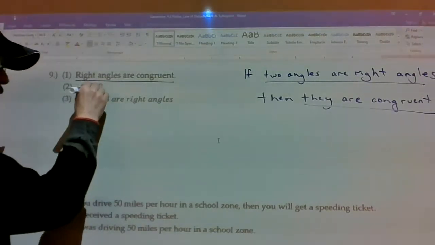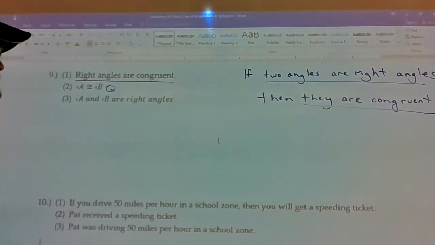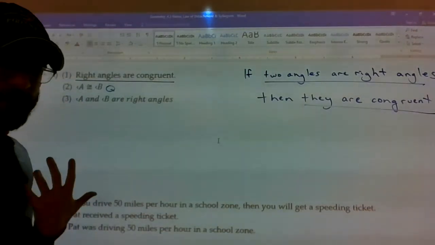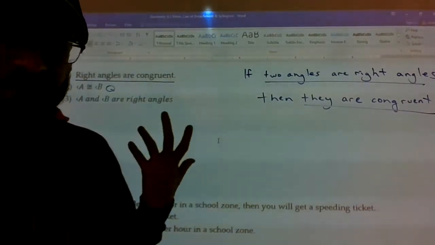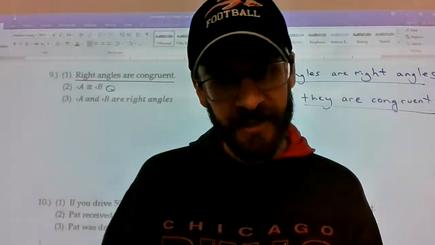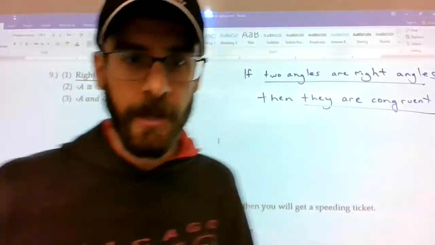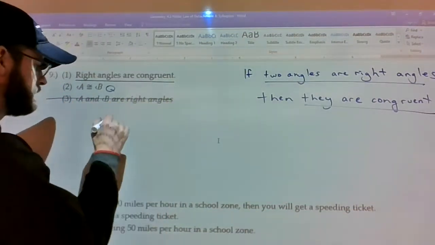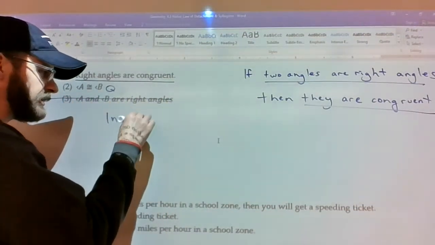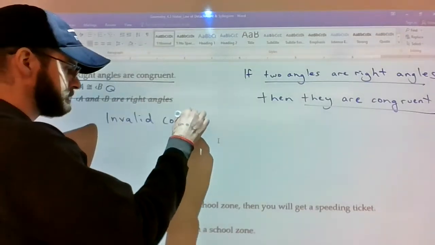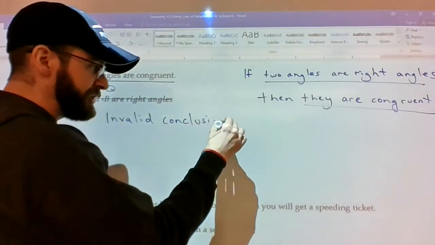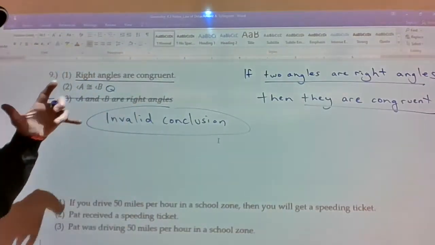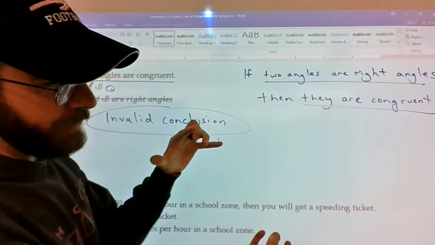No, they gave us the Q part. Look, if A and B are congruent, they don't have to be right angles. What if they're both 89 degrees? What if they're both 70 degrees? What if they're both 22 degrees? This is not a valid conclusion. It's an invalid conclusion. We don't say law of detachment or syllogism. It's neither one. Invalid.